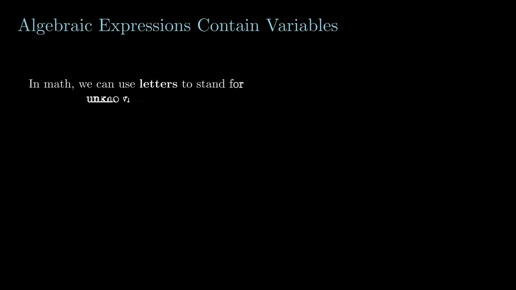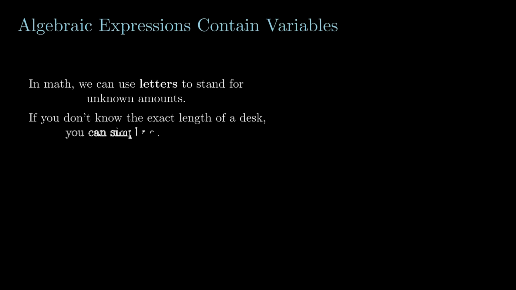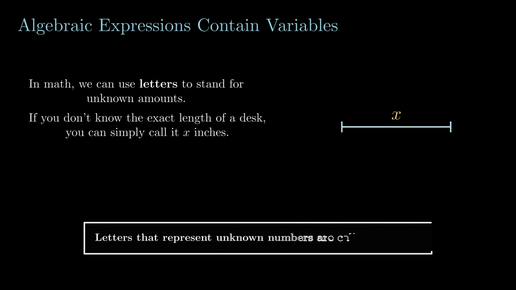A lot of the time in math, you can use letters to stand for unknown amounts. For example, if you were not sure how many inches long your desk was, you could just call the length x inches. When you see letters in equations, they are just numbers that you don't know the value of yet. Letters that represent unknown numbers are called variables.